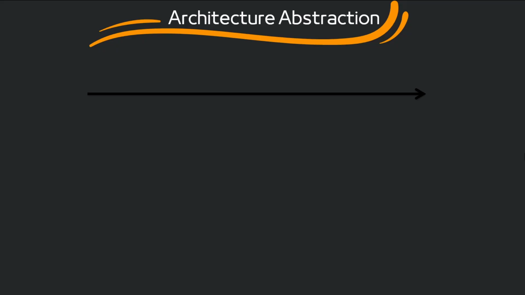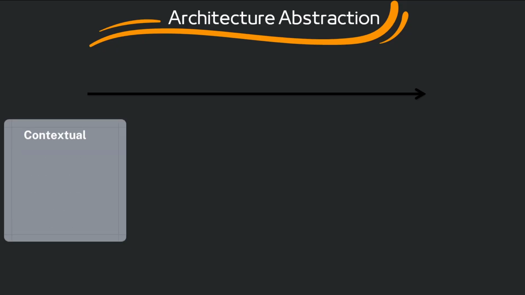Architecture abstraction. So TOGAF divides an architecture effort into four distinct levels. You have the contextual abstraction, the conceptual abstraction, the logical abstraction, and the physical abstraction. The contextual abstraction is the environment of the enterprise and the context of the architecture work. For example, motivation, drivers, scope, goals, objectives.